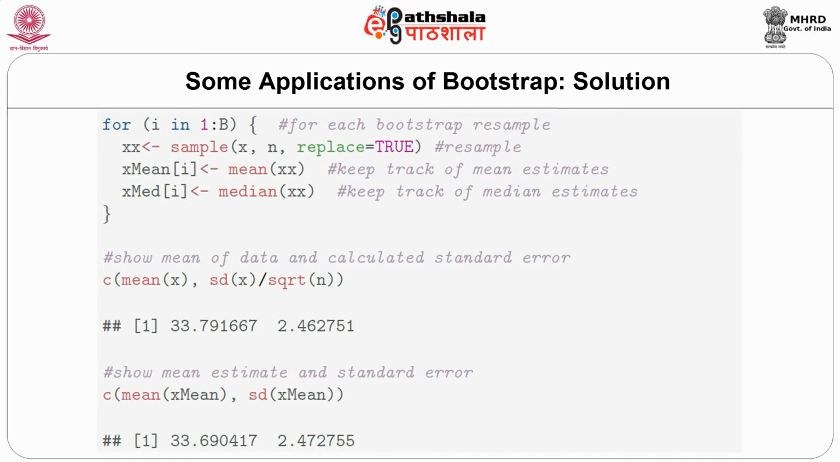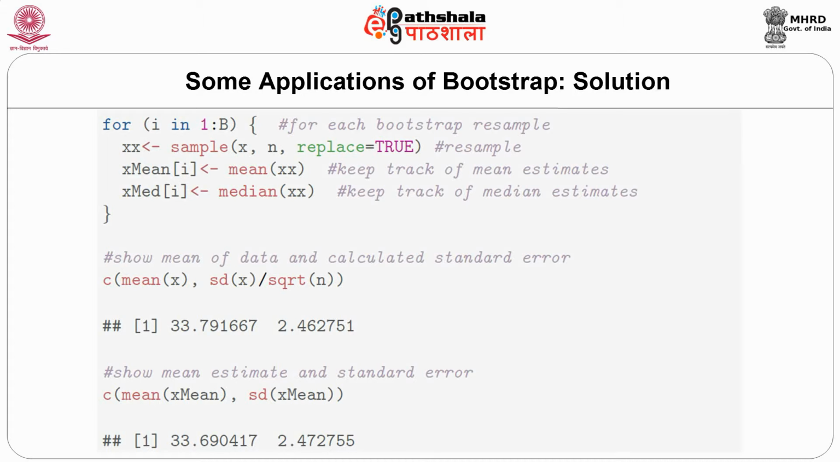And then what do we do? For i running from 1 to b, that is we repeat the same process b times, and by now when we say b times, we have to take b bootstrap samples using the sample command in R. So, sample x, n, replace equal to TRUE, so that it produces samples with replacement, and then for each bootstrap sample we find the x mean and the x median and see what exactly are the values.